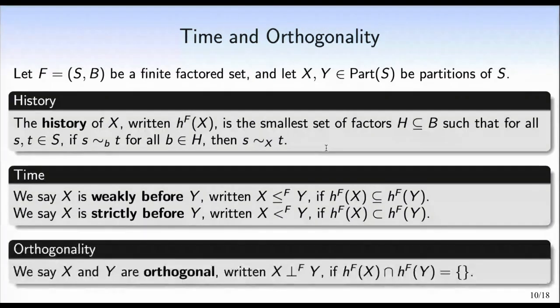Okay, we're also going to define orthogonality from history, and we'll say that two partitions are orthogonal if their histories are disjoint. All right, now I'm going to go through an example.